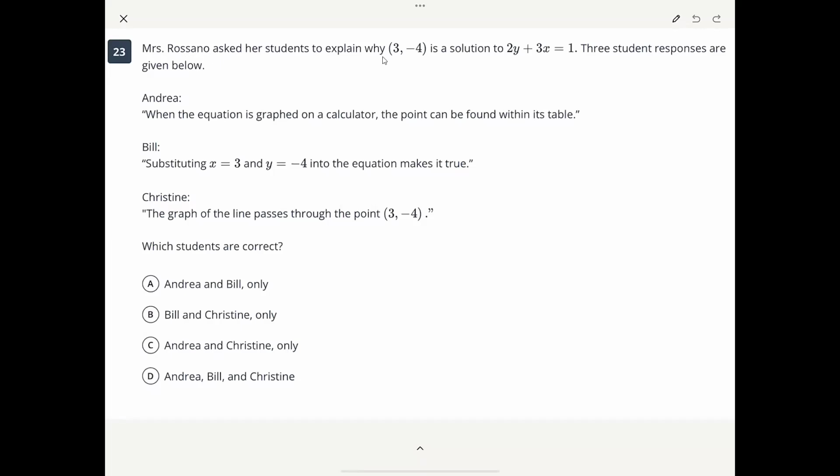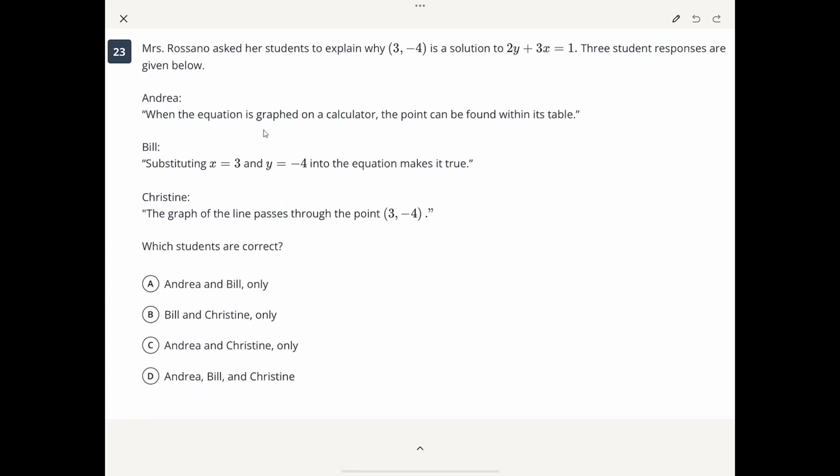It says Ms. Rosano asked her students to explain why the point (3, -4) is a solution to the equation 2y + 3x = 1. Three students responded. Andrea said, when the equation is graphed on the calculator, the point can be found within its table. Bill said that when you substitute x equals 3 and y equals -4 into the equation, that gives you a true statement. And then Christine said that if you graph this line, it passes through the point (3, -4). Which one of the students is correct?